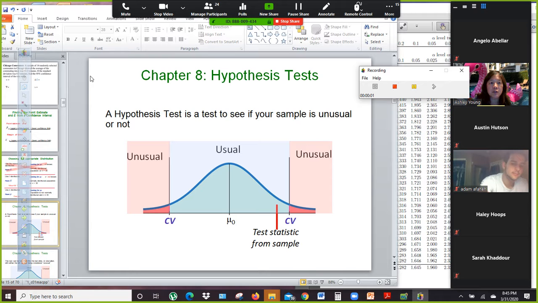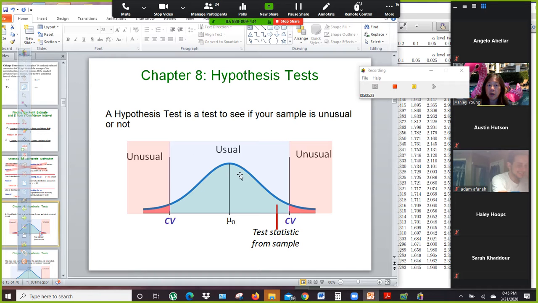So Chapter 8, hypothesis tests. This is what we've been working up to the whole entire semester. Can you guys see my screen? Yeah. It's all about hypothesis tests. Hypothesis tests test to see if your sample is unusual or not.